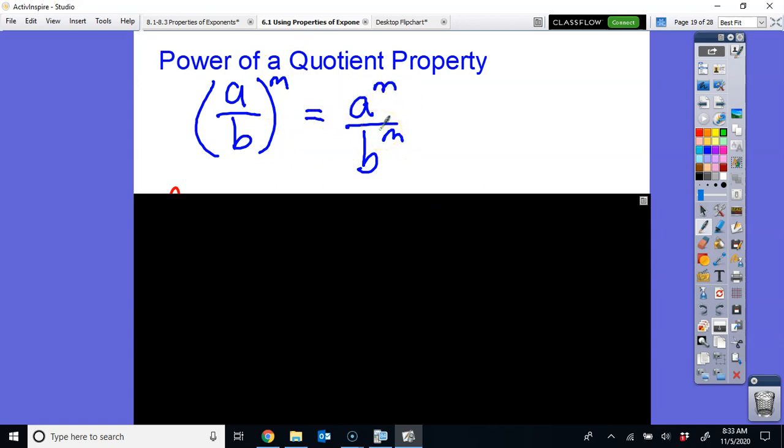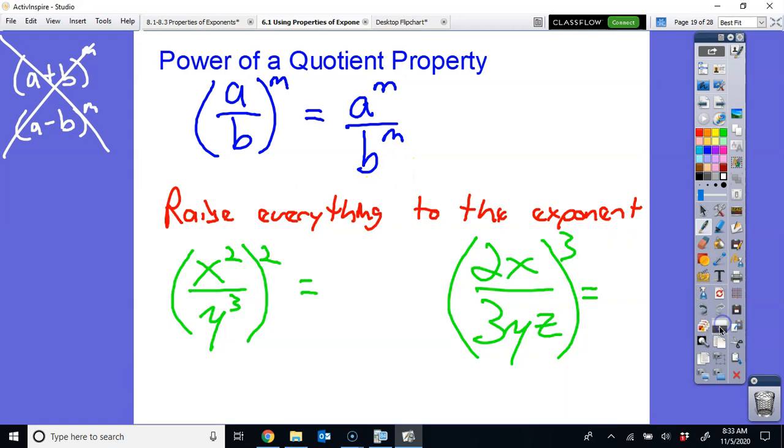This does not work with addition or subtraction on the inside. I will repeat it again and write it down again. This is not the same thing if you have a plus b raised to a power or if you had a minus b raised to a power. You can't just raise those to a power. It's not the same thing. So it has to be multiplication or division on the inside of the parentheses. If it is, you can raise everything to the exponent.